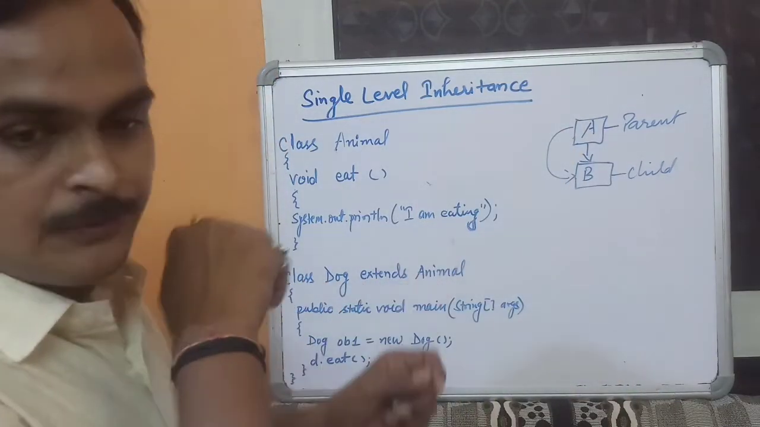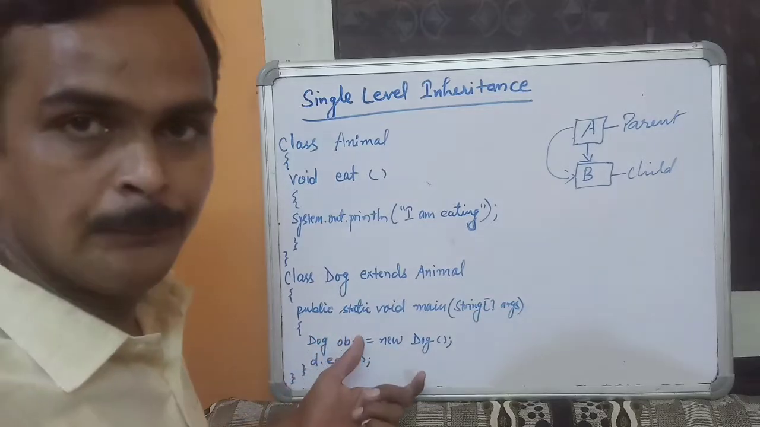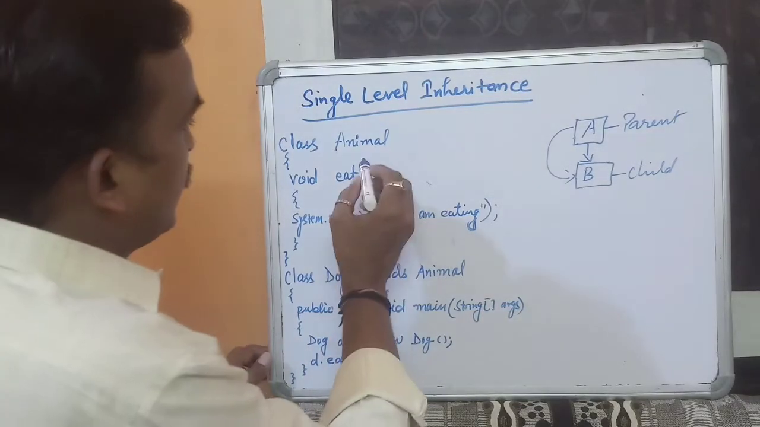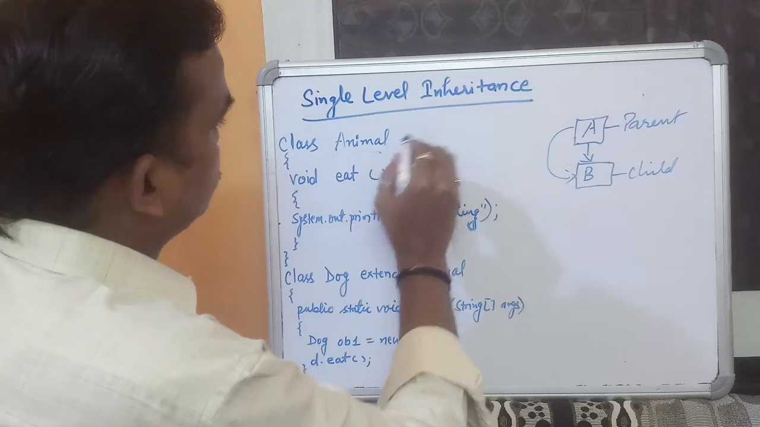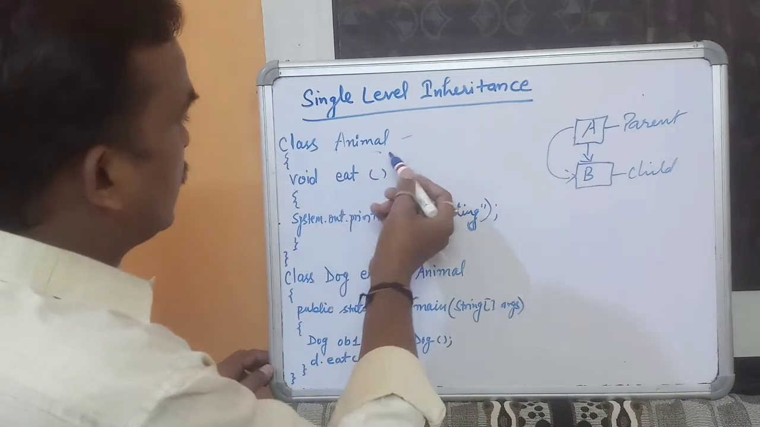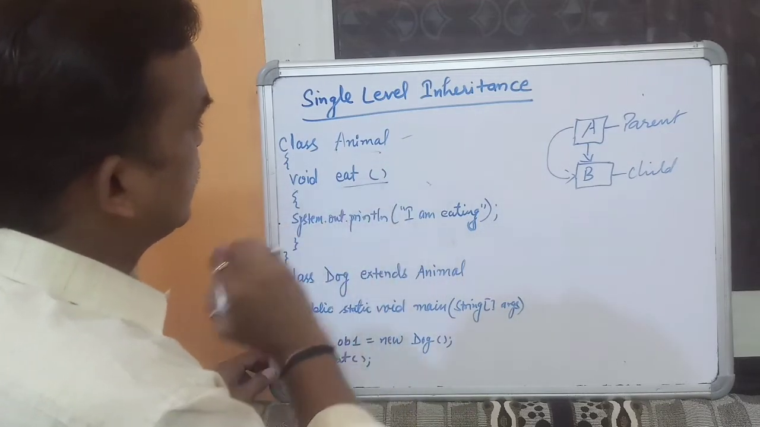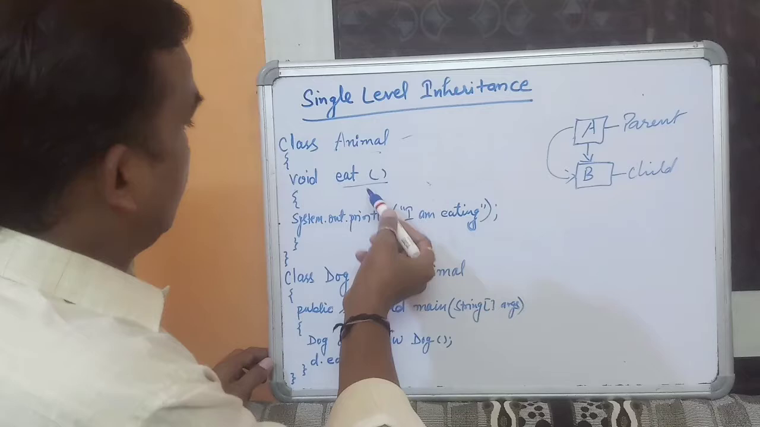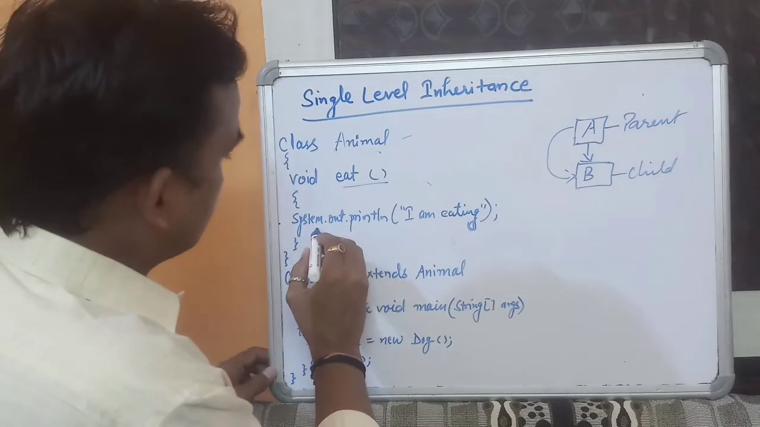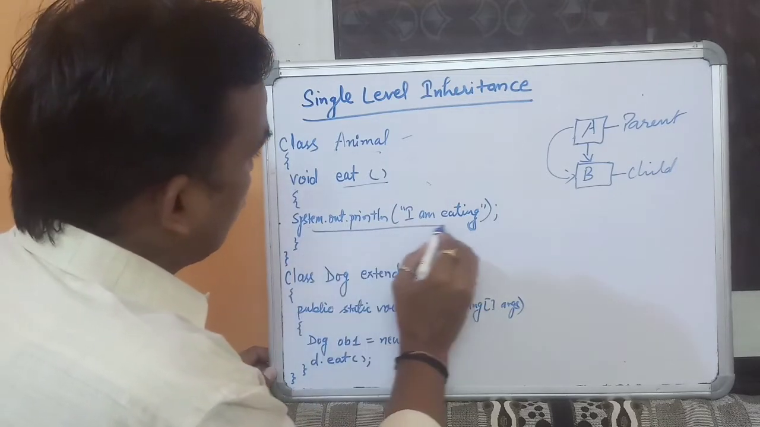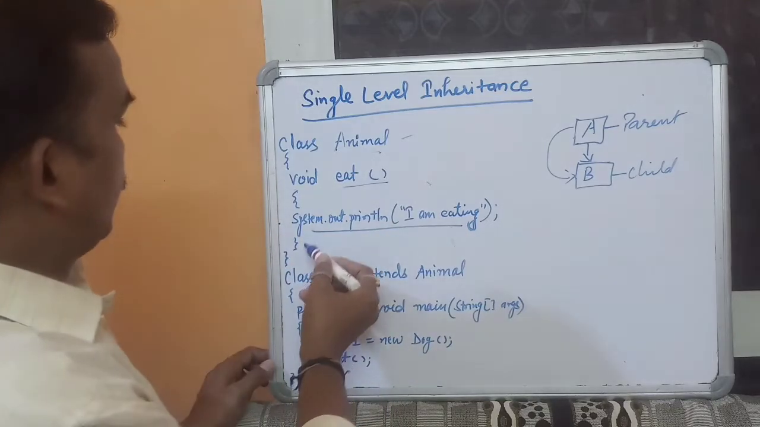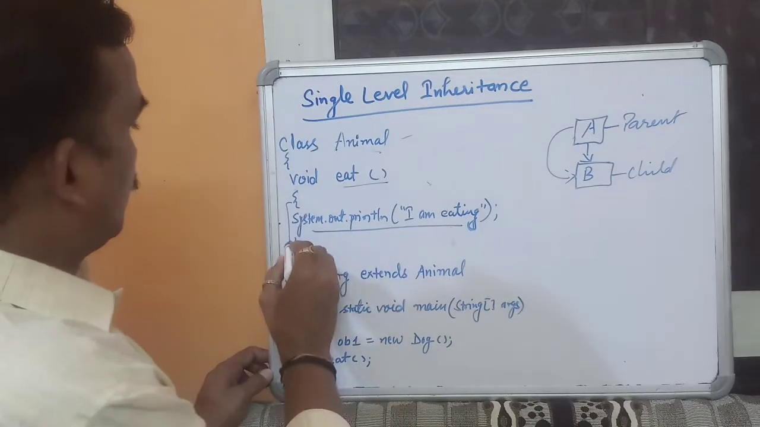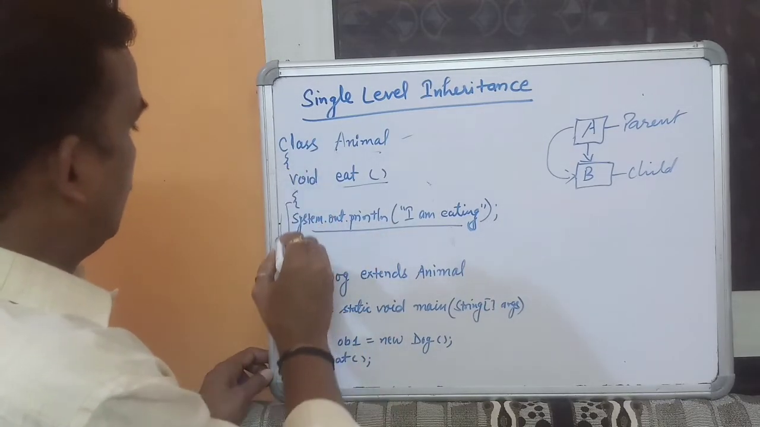So we have done this using this example. Here we have one parent class, that is animal. Animal is a parent class. Now in the animal class we have one method, that is method eat. In the eat method we are just printing one line, that is I am eating, and we close the method. It is the body of the method and it is the body of the class.